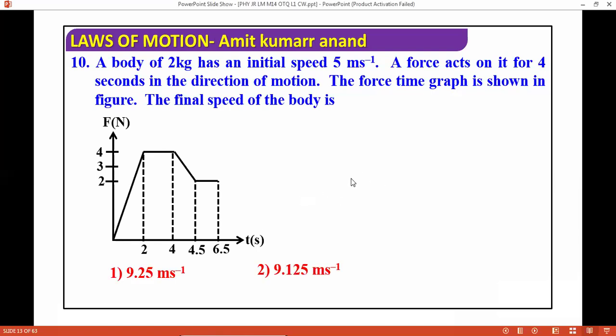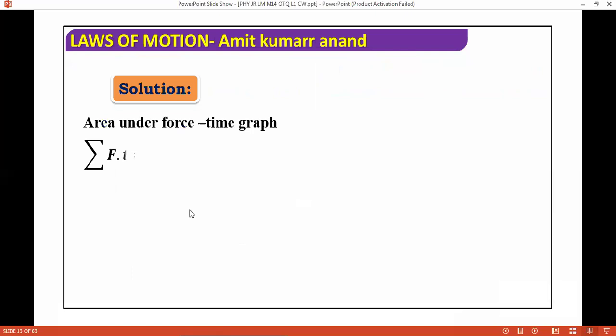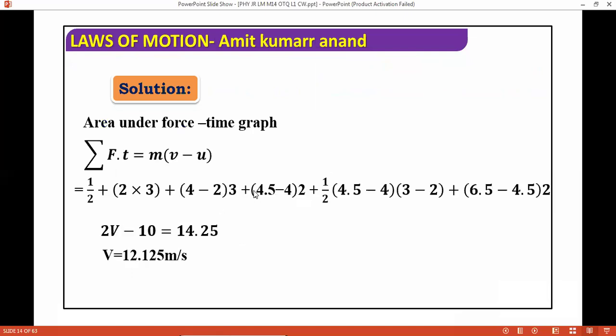I'm showing the calculation part first. The calculation will come like this. Area equals change in momentum, which is mv minus mu, and for the area you can use basic concepts of triangles and rectangles. You will get the area, which comes to 14.25, and the change in momentum is 2v minus 10. So v will come to 12.12.